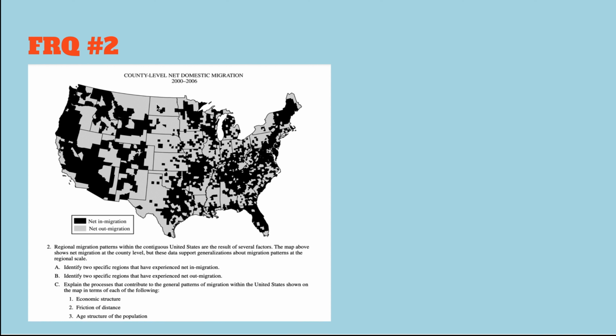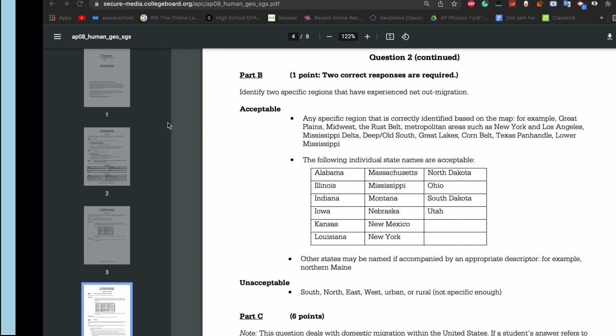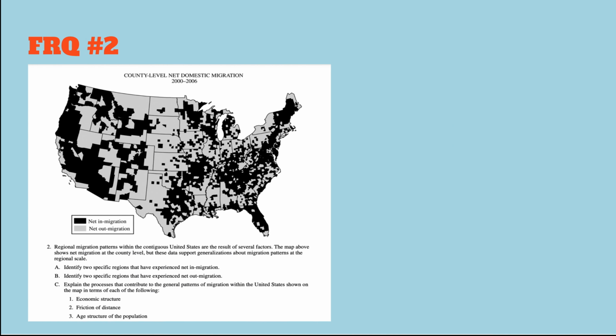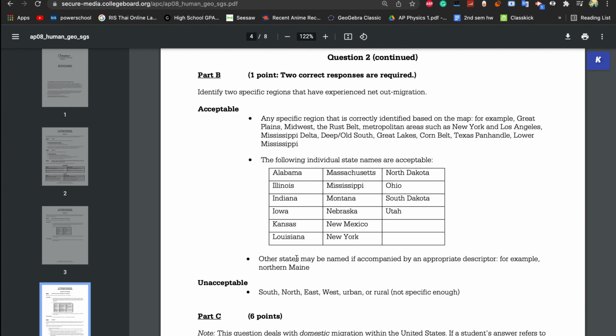or the states that are mainly net out. They have a lighter shade. Those are the states you could say, or you could also be more specific. Northern Maine, yeah, over there. Southern Maine is mainly black, but the north is net out. So you could get specific, give state names. You could give region names.